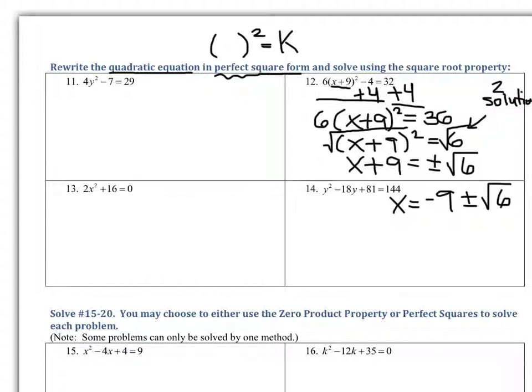Now the solution is an irrational number, but that's okay. Some solutions are irrational. So there we go. That is the solution to 12. Now you're going to do 11, 13, and 14.